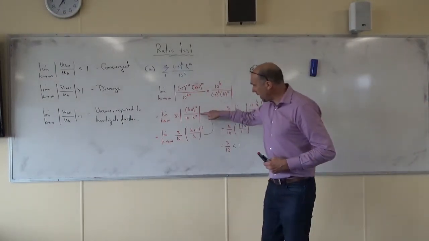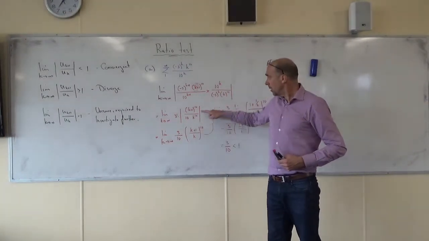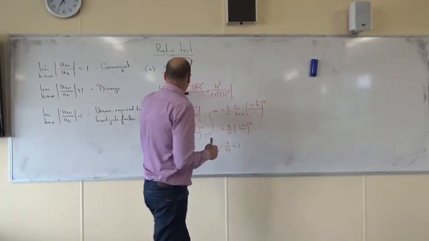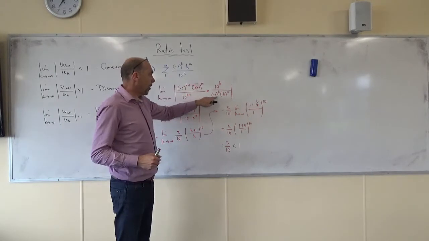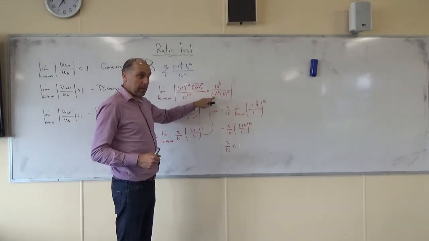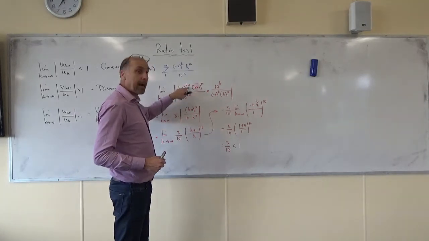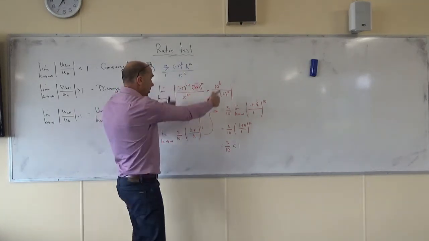How can I go from there to there? From here to here? Well, minus 3 to the k plus 1 divided by minus 3 to the k. Do you understand that? The k's cancel, and I'll just be left with minus 3 to the power of 1, which in absolute value becomes 3.